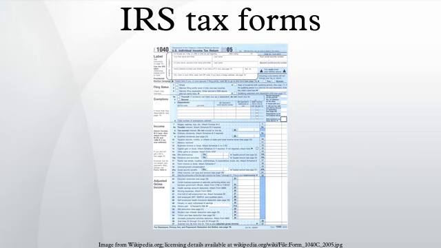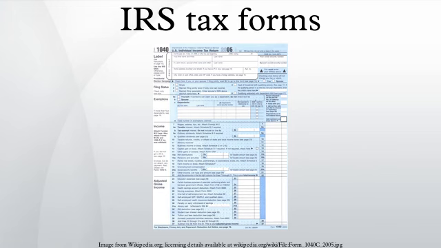Schedule E is used to report income and expenses arising from the rental of real property, royalties, or from pass-through entities. Schedule EIC is used to document a taxpayer's eligibility for the earned income credit. Schedule F is used to report income and expenses related to farming. Schedule H is used to report taxes owed due to the employment of household help. Schedule J is used when averaging farm income over a period of 3 years.